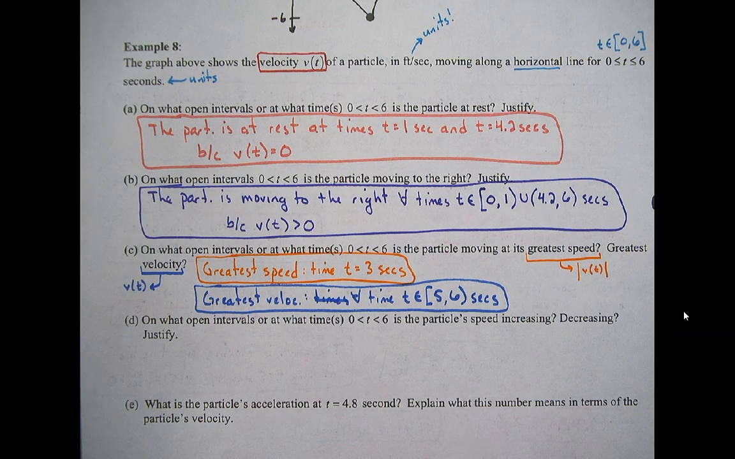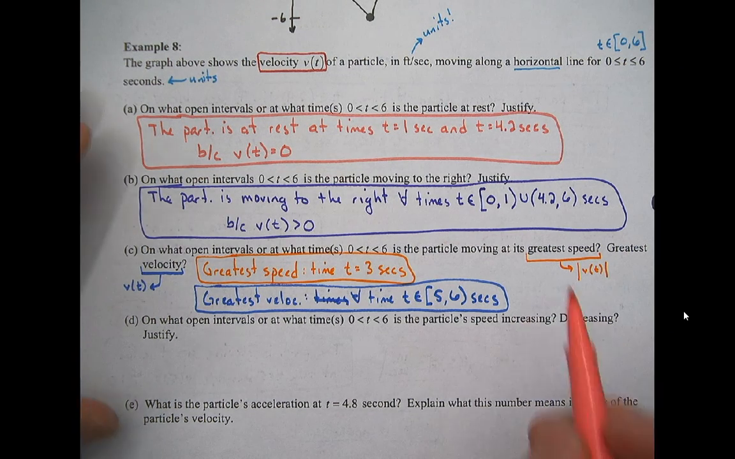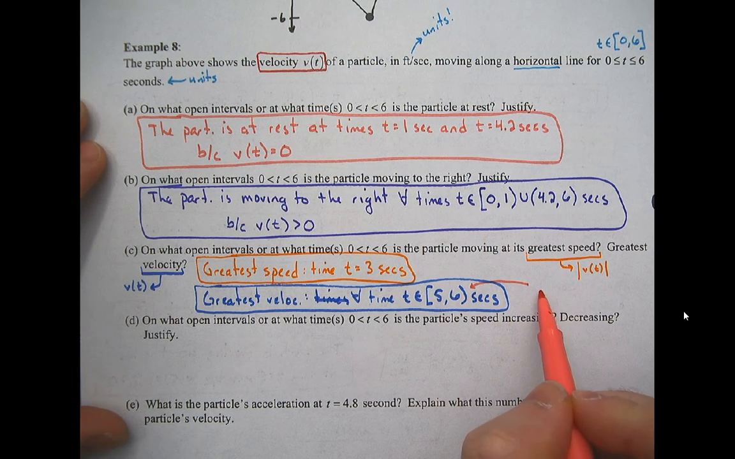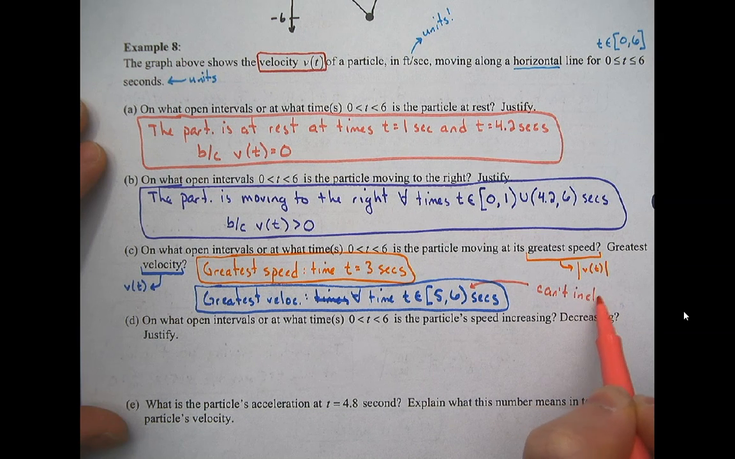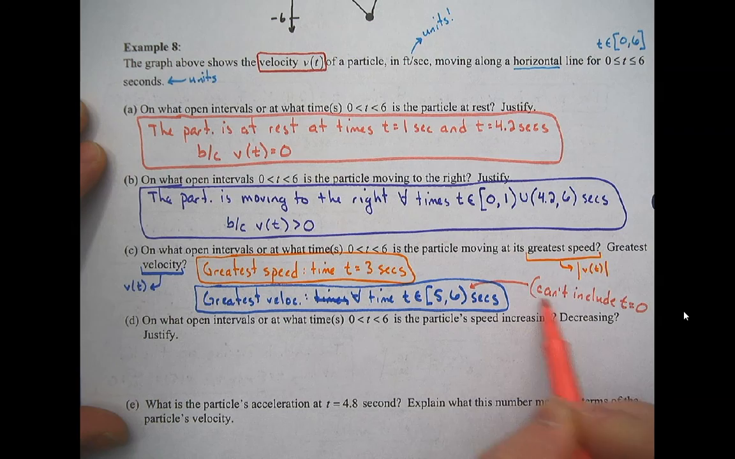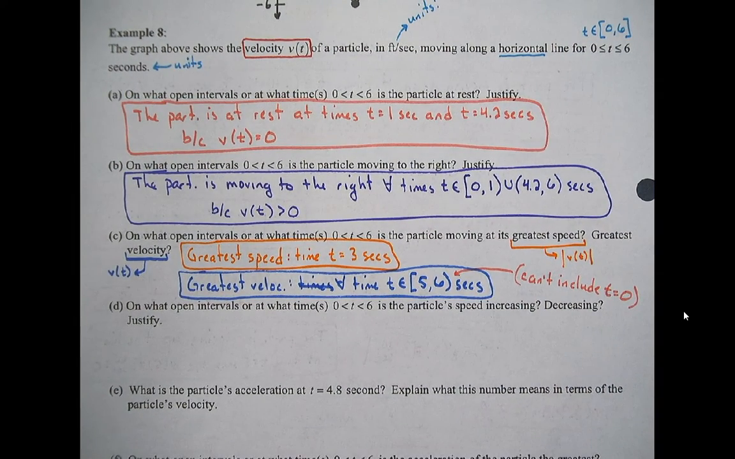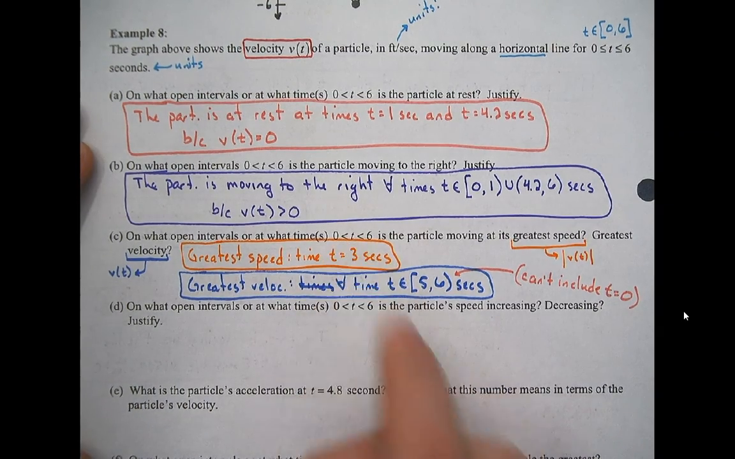I'm going to leave myself a little note. Can't include t equals 0. Even though at time t equals 0 we do have a velocity of 4, we can't include it in this case because of the interval that they gave us.